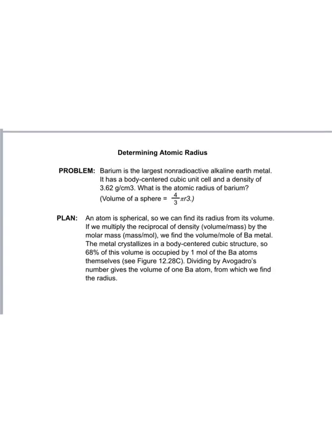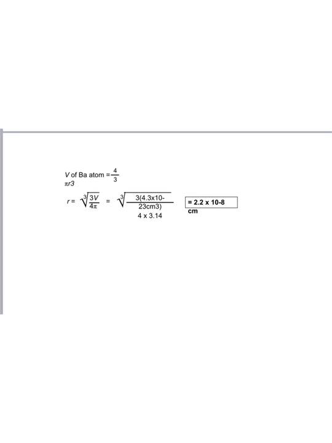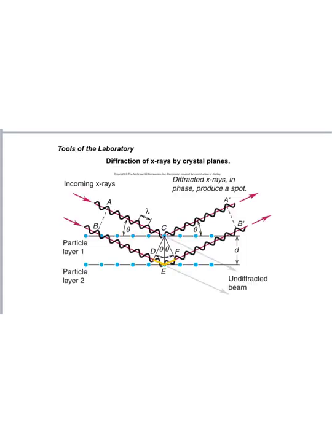All right. Barium is the largest non-radioactive alkaline earth metal. It has a body-centered cubic cell and a given density. What is the atomic radius of barium? Okay, so this one made it a little harder. The atom is spherical, so we can find its radius from its volume. If we multiply the reciprocal of density by the molar mass, we can find the volume per mole of barium metal. The metal crystallizes in a body-centered cubic, so 68% of this volume is occupied by 1 mole. So let's see what they did here. I think this problem is too hard to worry about. If you want to take a look at it, you can.